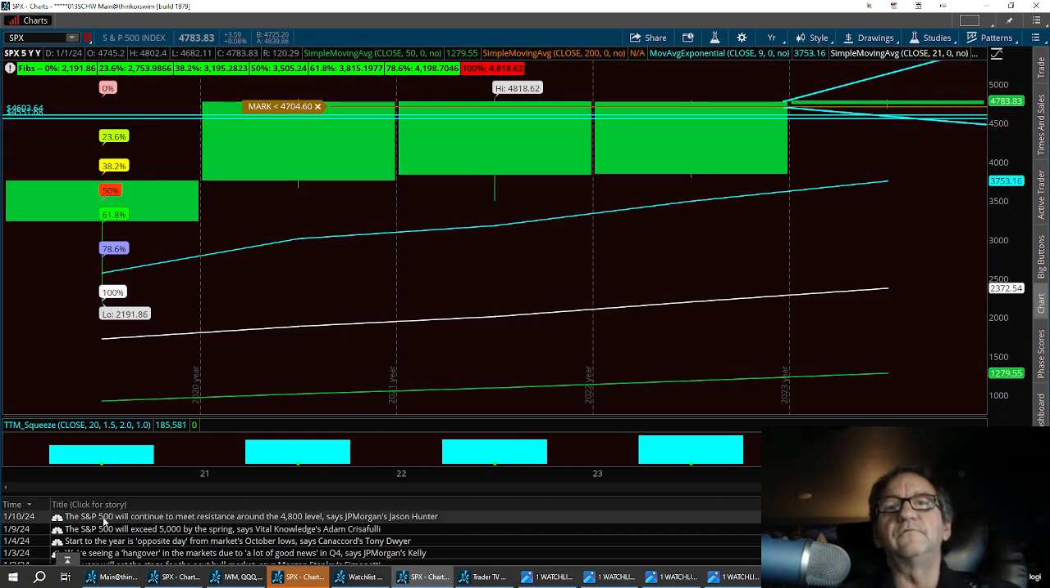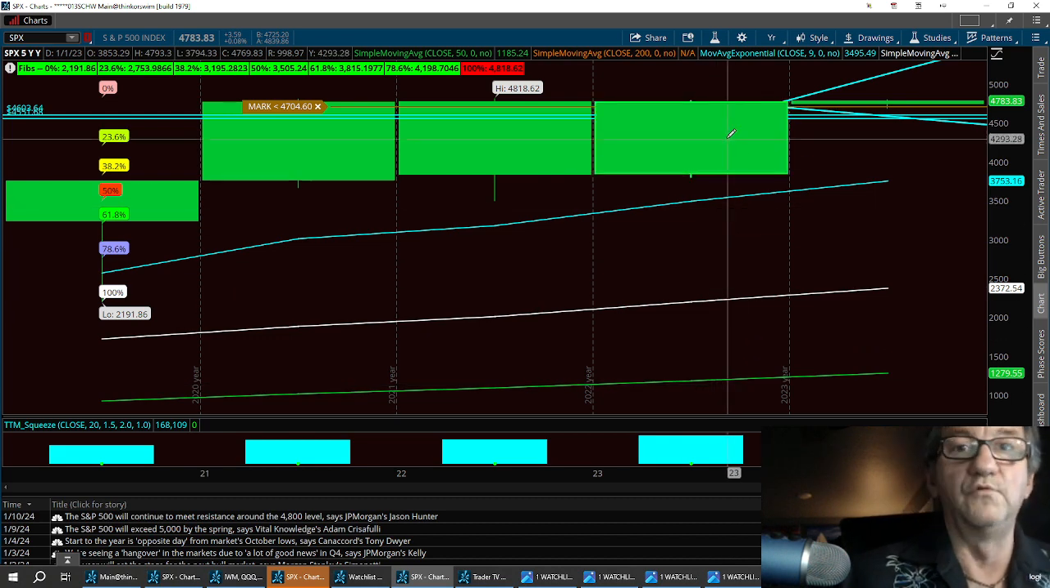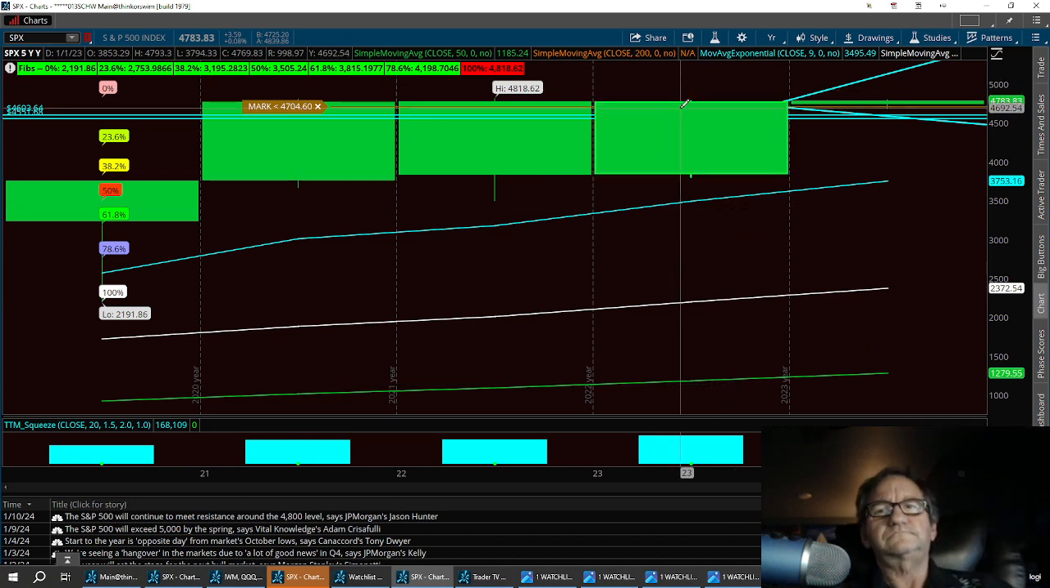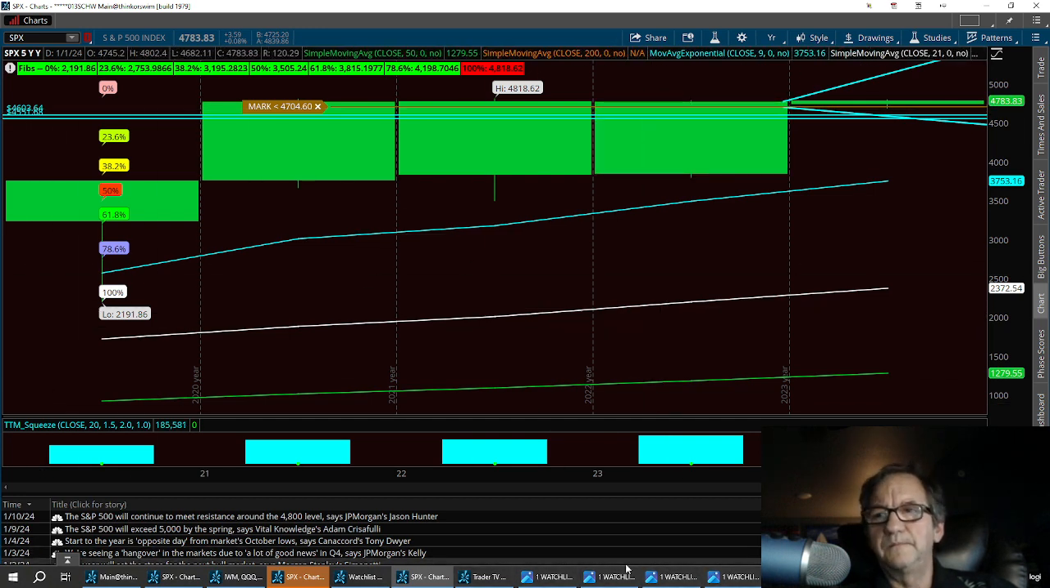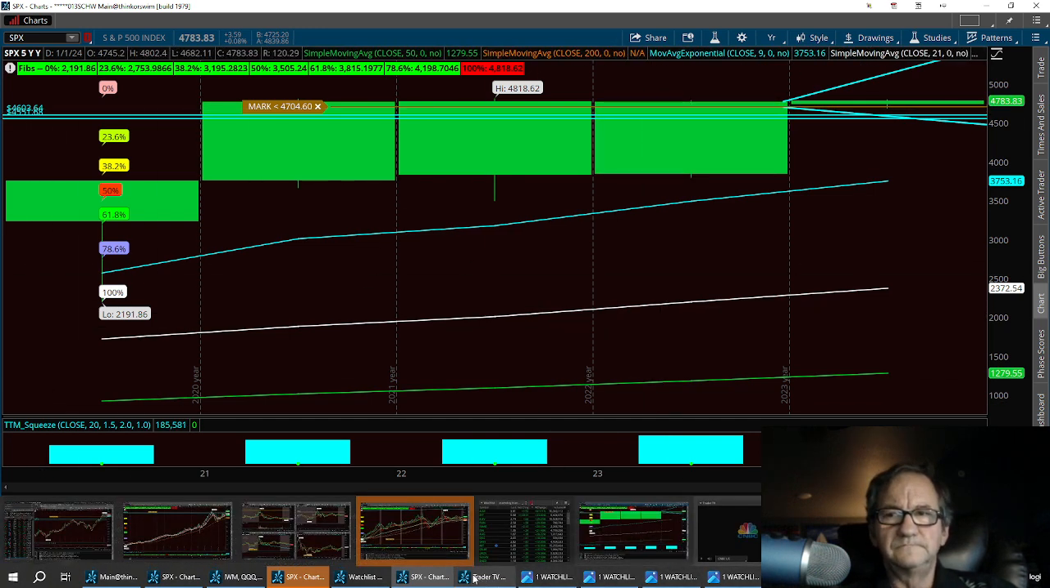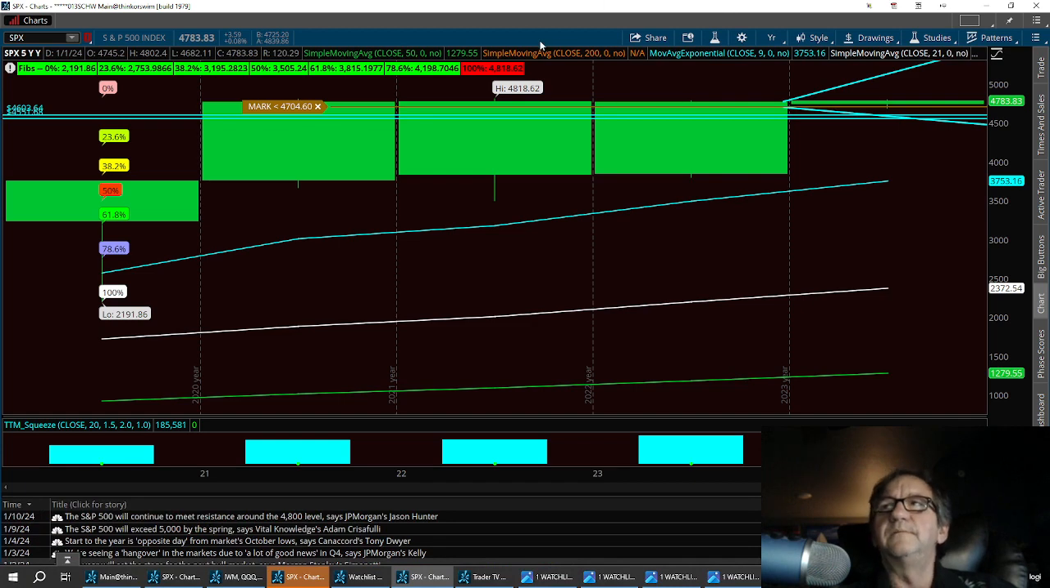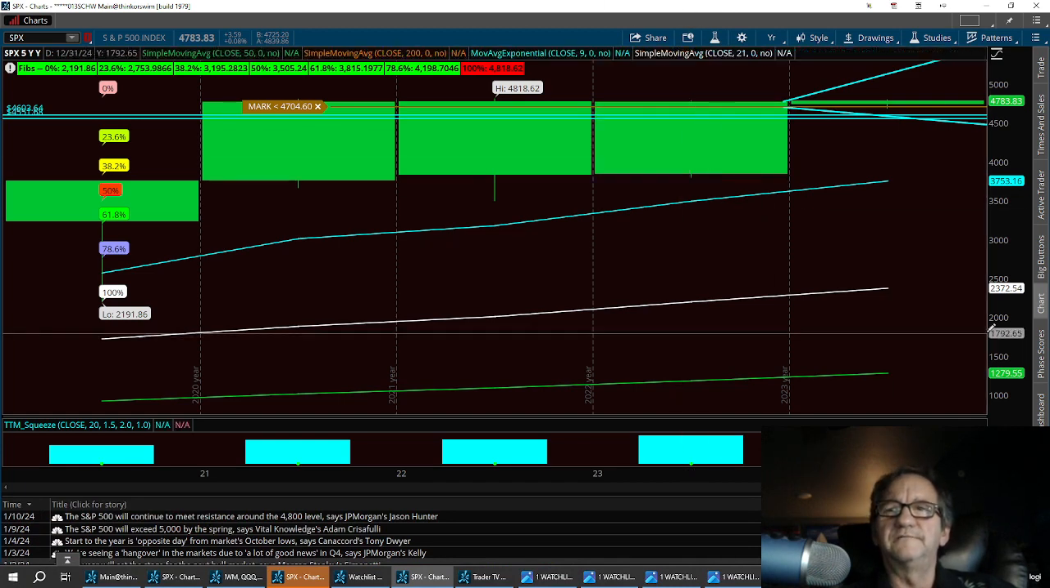4,800 level. The S&P will continue to meet resistance around the 4,800 level, says J.P. Morgan's Jason Hunter. They weren't saying that stuff at the end of the year. I was. Again, I'm 2 weeks ahead of them. I think charts really matter. I'm a chartist, not an artist, not a fundamental trader.